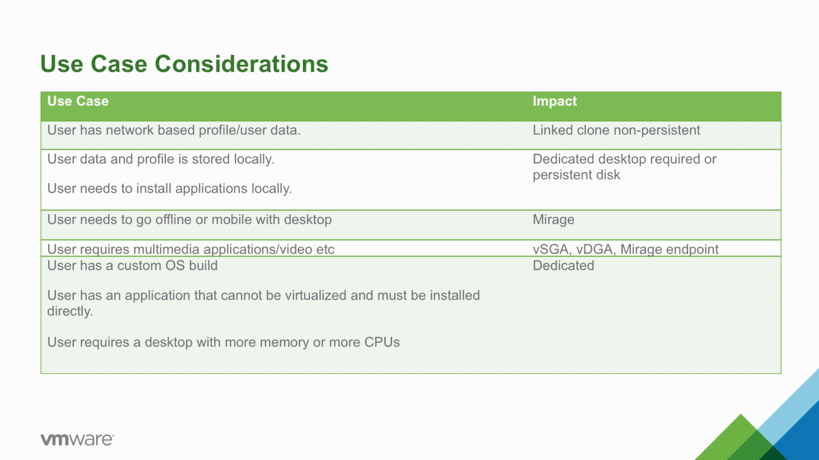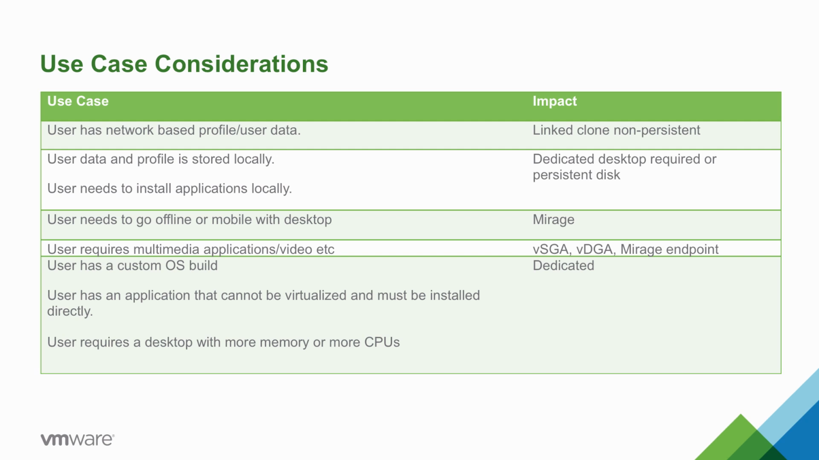Do users need to go offline or mobile with the desktop? Potentially, this is a use case for Mirage. Does a user require multimedia applications or video? Now we have to look at 3D capabilities, both shared graphics adapter and dedicated graphics adapter potentials, or is this potentially another Mirage endpoint, something I'm going to manage the image on, but I'm not going to deliver through a virtual desktop? And then some other things that might require a dedicated desktop for that user.